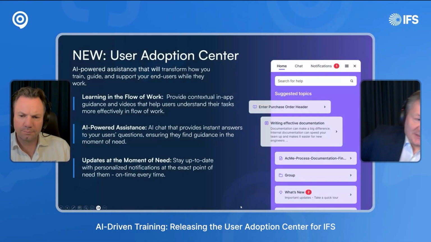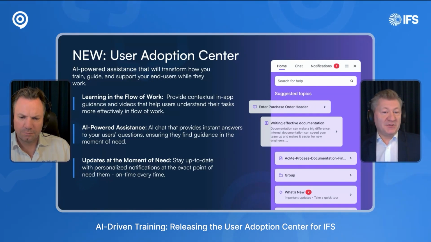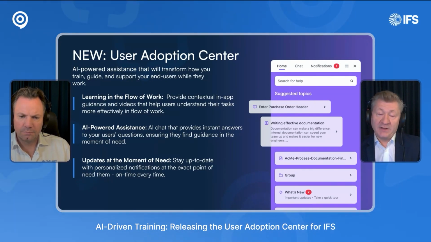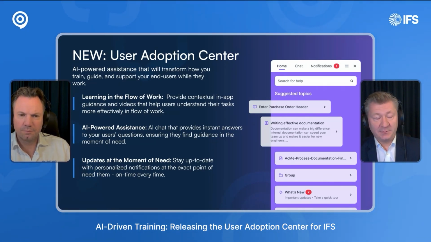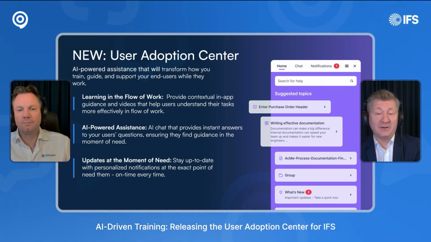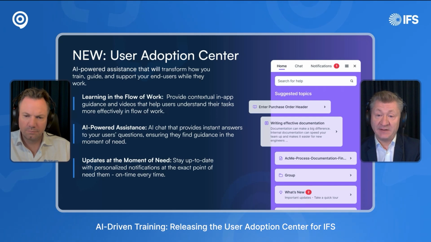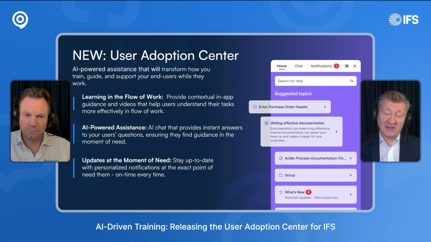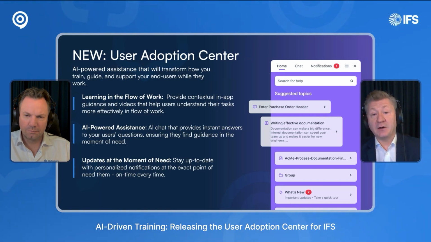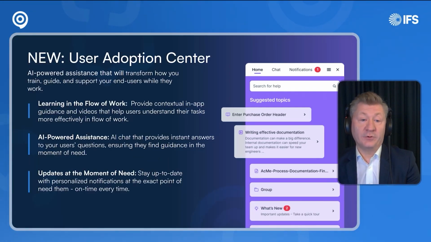So the User Adoption Center for IFS, we are very happy. We just released this functionality and are going to be rolling it out to our existing IFS customers, but also, of course, to our new and potential customers. This will be available moving forward. The User Adoption Center is actually a side panel that works on top of IFS directly inside the application. And this is AI-powered assistance that will change how you train, how you guide, and how you support your end users while they work in their flow of work.